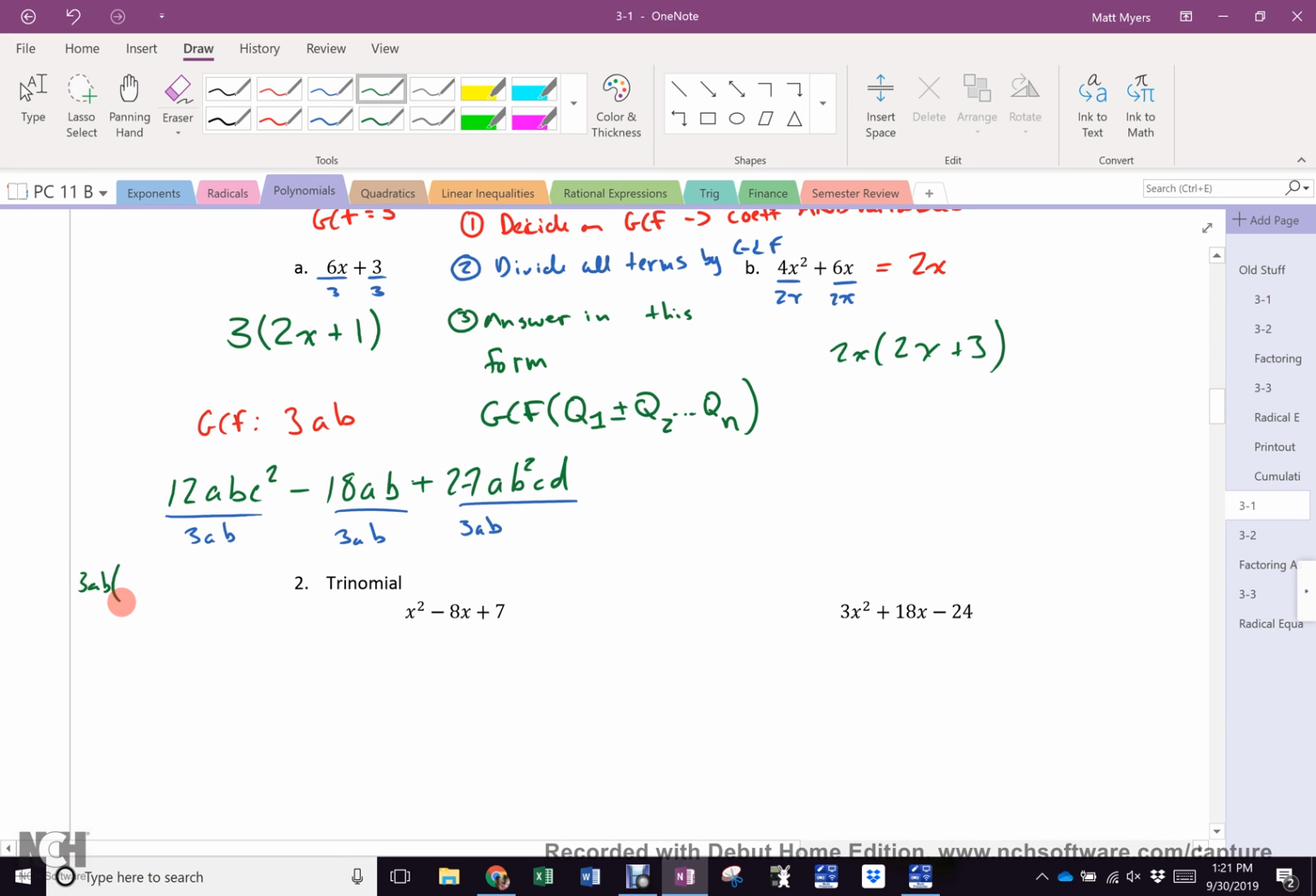3ab. What is the first answer? 4c squared minus 6 plus 9bcd. Do I care about order? No. I'm happy with that, all right? That's the first wrinkle. Sometimes you'll have a variable that doesn't fit at all. In this case, we had 2. You got to leave them there. They don't just disappear.